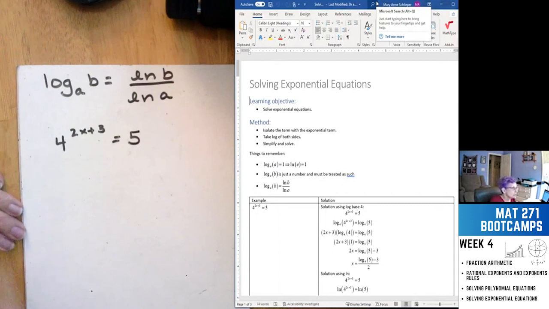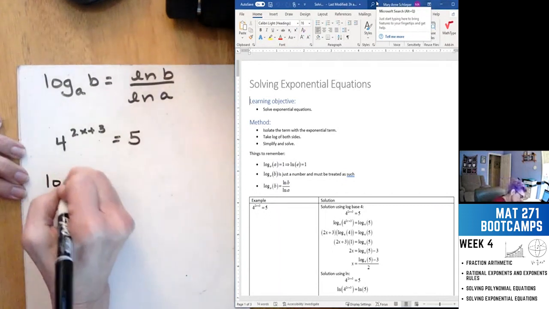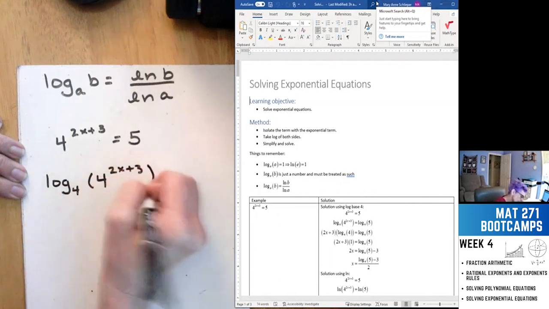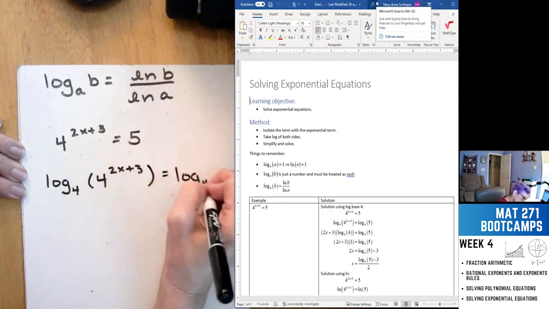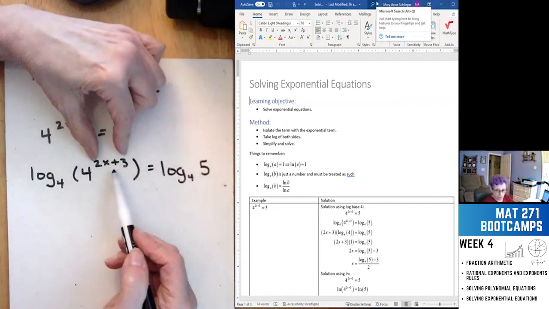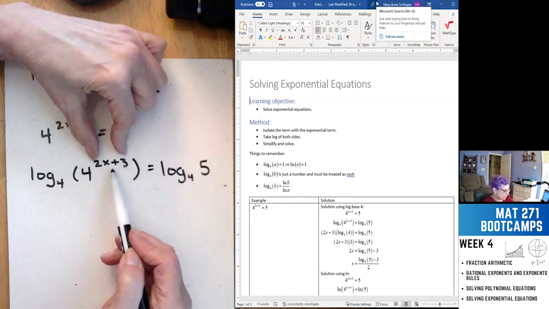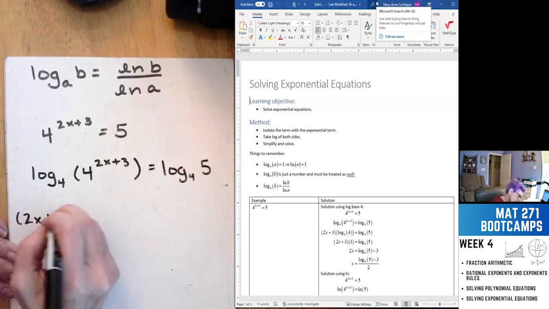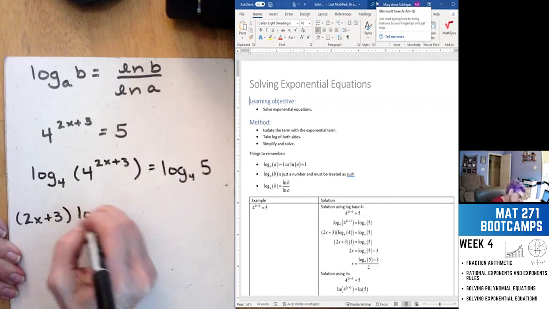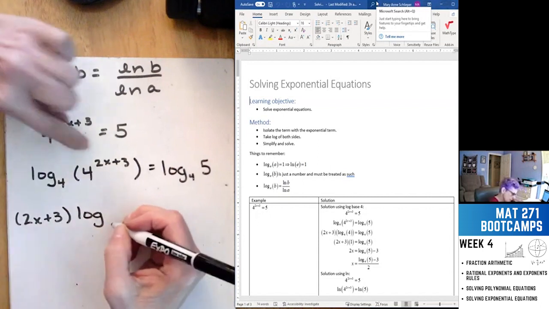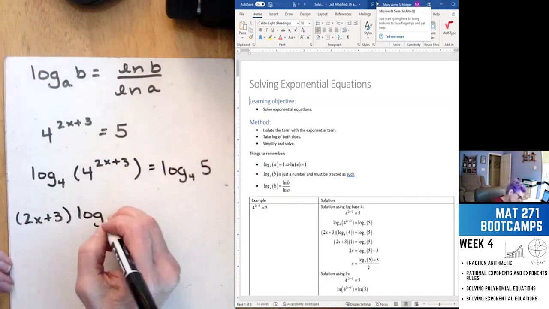If we wanted to solve it using log base 4, we throw logs at both sides. So I threw log base 4 at both sides. One of the laws of logarithms says that this exponent here can fall down in front. That's the thing that we love about logarithms. That exponent can fall down in front. So now I don't have a variable in the exponent anymore, and I'm really happy.